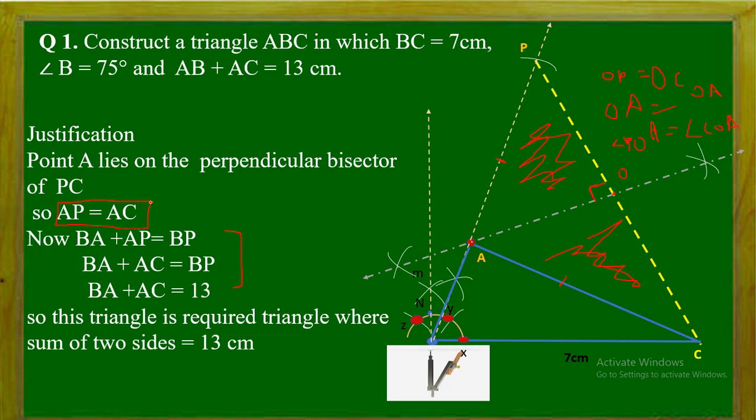In this way also we can justify, and in the 9th class also we have done this: that the intersection point of the two line segments lies on the perpendicular bisector of this line segment. So here also we can directly write that point A lies on the perpendicular bisector of PC. So when we have to construct the triangle when the sum of two sides is given, in this way we have to construct the triangle and we have to justify it also.